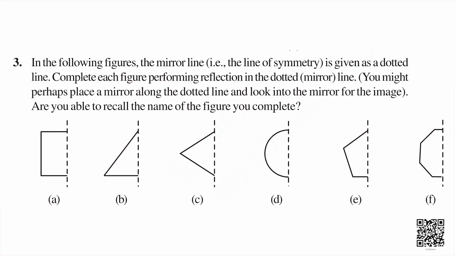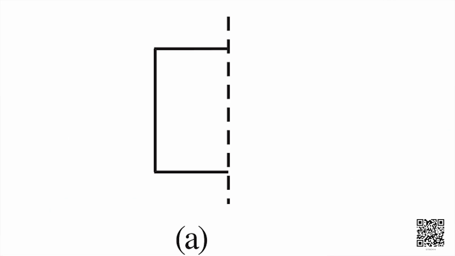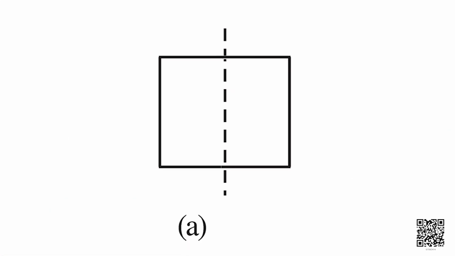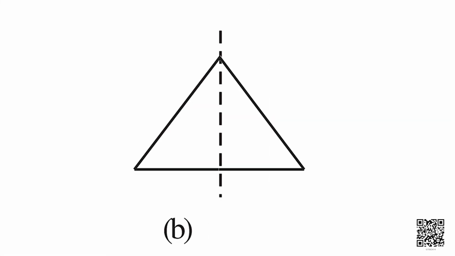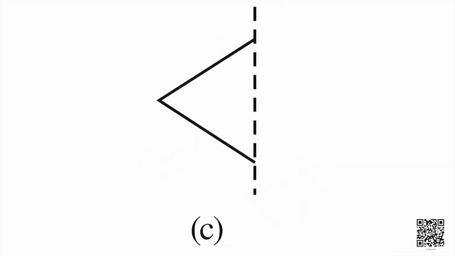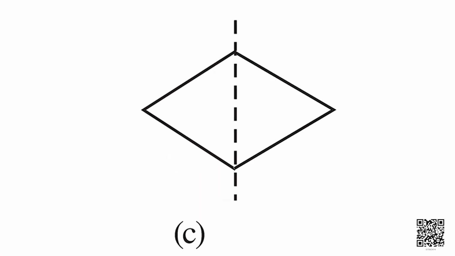So students, we have been given half of an image with a line of symmetry or mirror line. So let us perform this question and find the answers. So when we put a mirror onto the first image, we will find a square. Then let us move on to the second one. With this image, if you put a mirror, we will be able to visualize a triangle. Then let us see the C or the third one. When we put a mirror, we will find a rhombus.